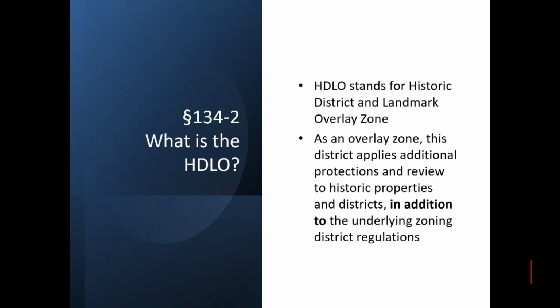So the HDLO is what we say, and that stands for Historic District and Landmark Overlay Zone. As an overlay, I think the unique aspect here is that these regulations are in addition to the underlying zoning designation. So when you see that projects will come before you, they will say, I am in the CMS and the HDLO, or I am in the R15 and the HDLO, because you layer on top. It's not one or the other. The HDLO is additional regulations on top of the underlying zoning.